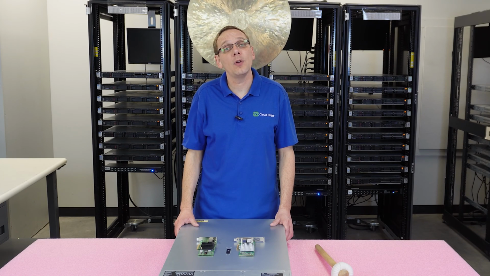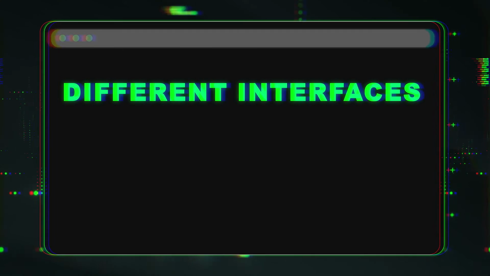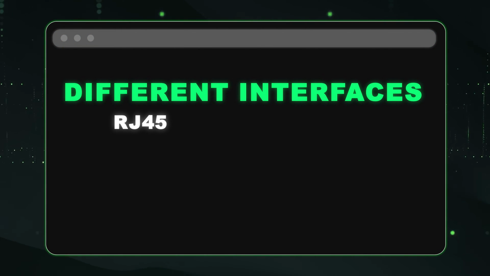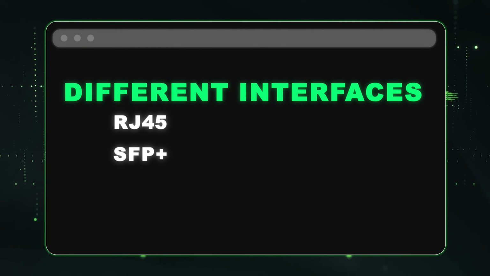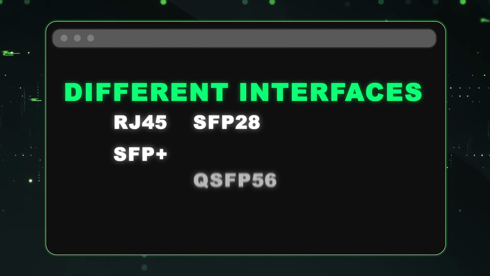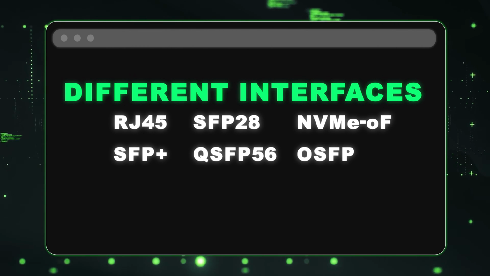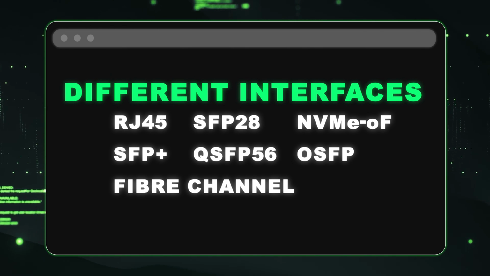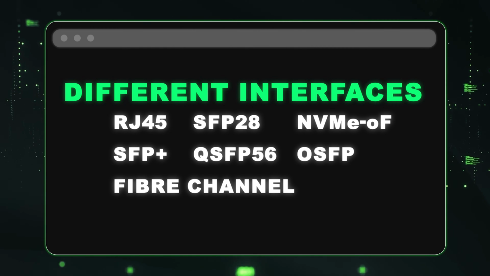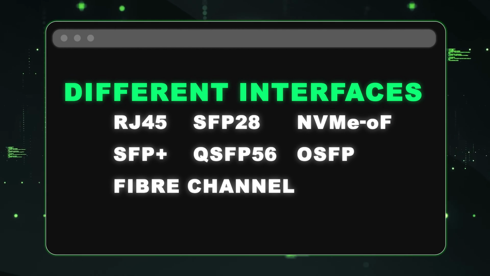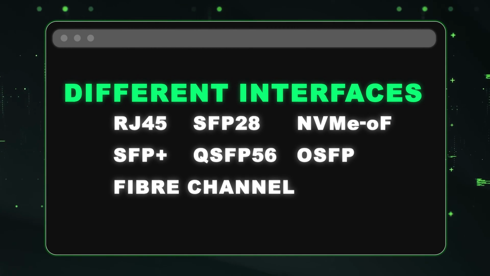Let's hop in. All right, so what are the different types of compatible interfaces for your network cards? You have RJ45, SFP Plus, SFP28, QSFP56, NVMe-oF, OSFP, and Fibre Channel. And Fibre Channel is not actually listed on HPE's spec sheet, but we did do some research and play around with it, and you can use Fibre Channel.